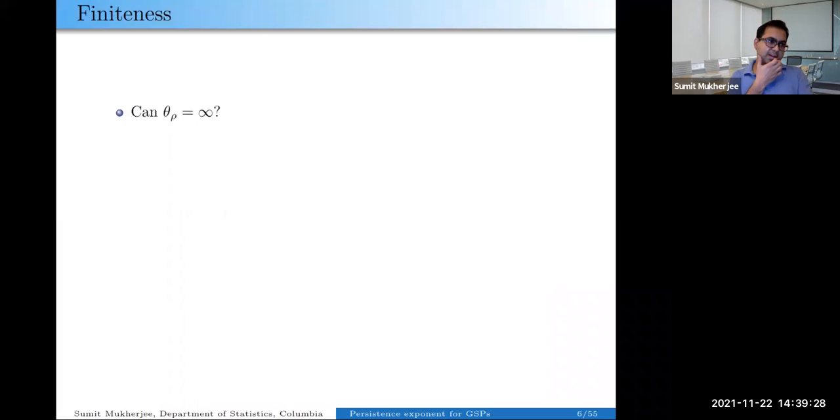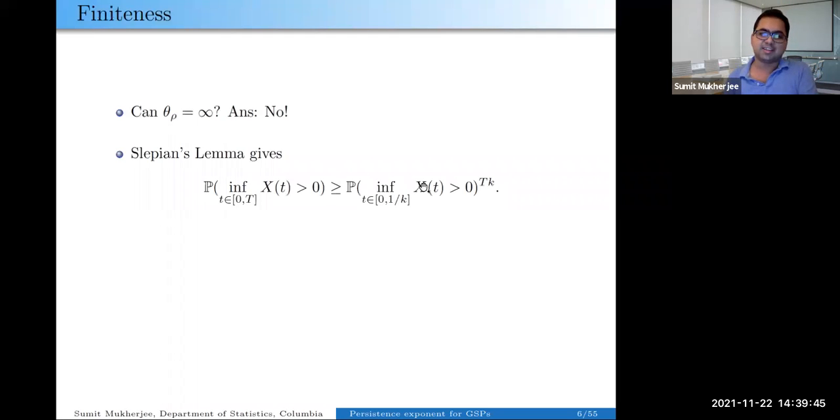Now you can ask, can this exponent be infinite? The answer is no, at least if you have a Gaussian stationary process with continuous sample paths. To see this, we again go back to Slepian's lemma. By the same argument that we used to show existence of the exponent, we can compare the persistence from 0 to t with persistence from 0 to 1 over k, and now you have tk many blocks, where k is any integer that you like. This is a lower bound using non-negative correlations again.